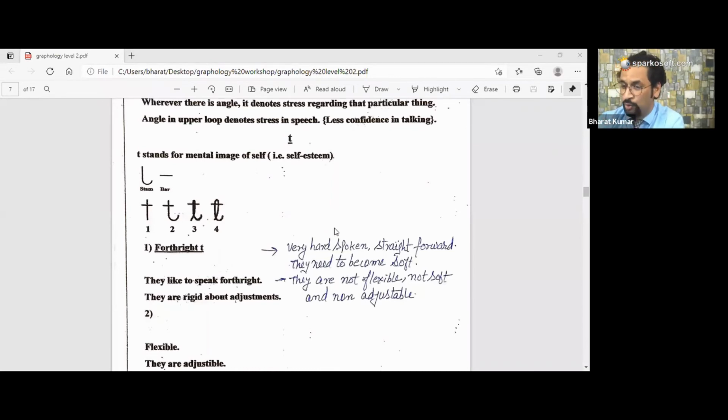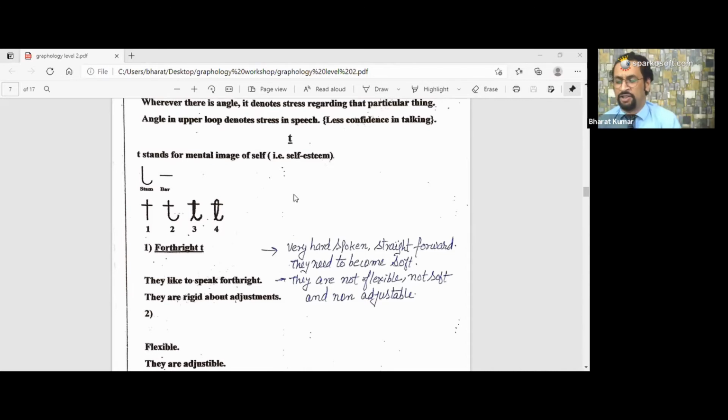So they need to analyze their handwriting and then they need to be softer in speaking and behavior. Just wait, Miss Shalini. Many T's are there. Now, next, second type of T. Actually, this loop in the lower part of the stem is telling about flexibility in the nature. So they are actually flexible in nature. They have adjustable capacity, so they can adjust themselves. So second T is much better.